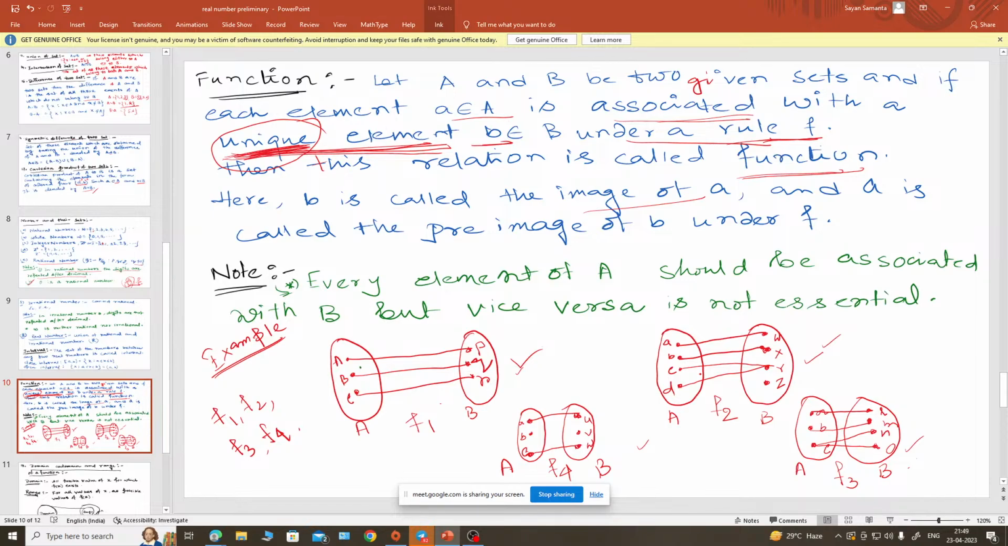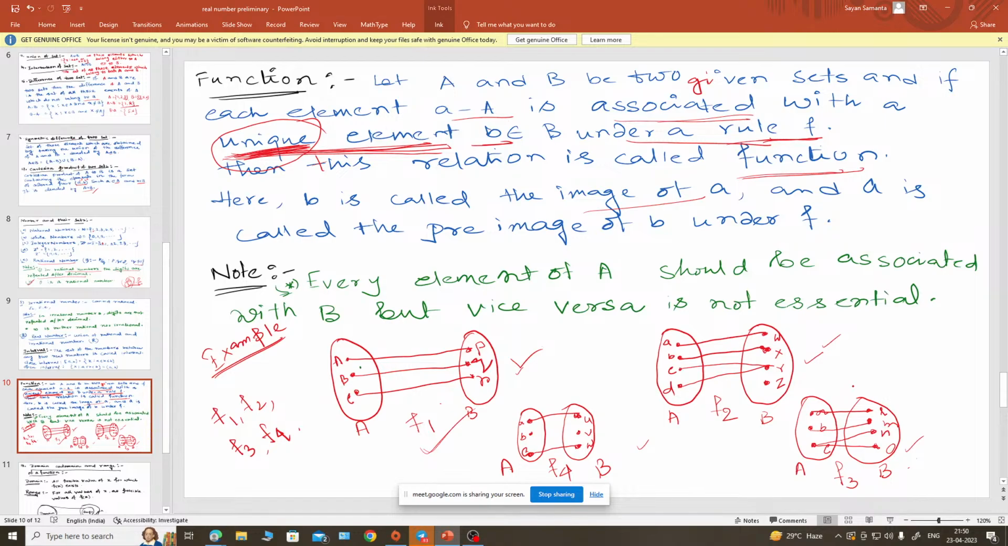So first we see the first option, F1. First we read this definition: A and B are two given sets, and if each element of A is associated with a unique element b belonging to B under a rule f, then this relation is called a function. So here we see that A maps to P, B maps to Q, C maps from R, so definitely a unique element maps to a unique element, so definitely this is a function. So the first one is obviously a function. Okay, next F2.